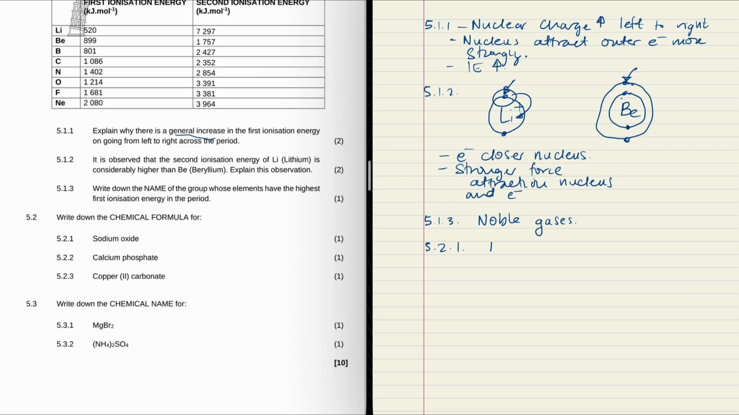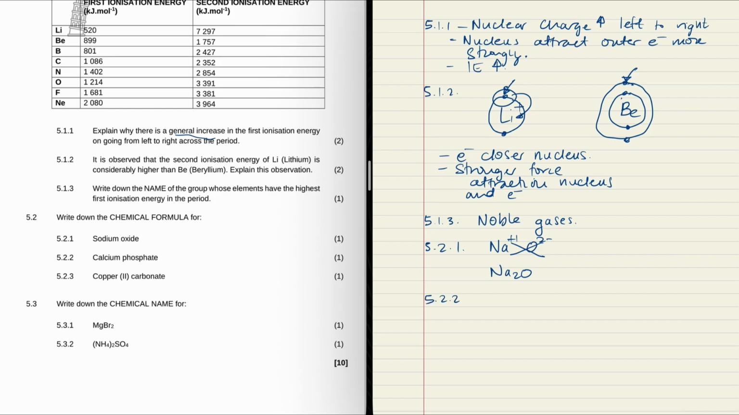So sodium oxide is going to be Na+ and then O2-. Now this is a plus 1 and that's minus 2, so they do not cancel. So I just need to switch these. So I'm going to have Na2O.